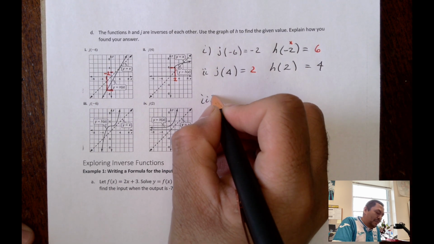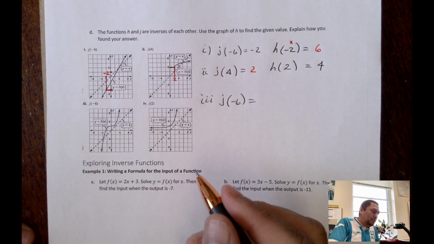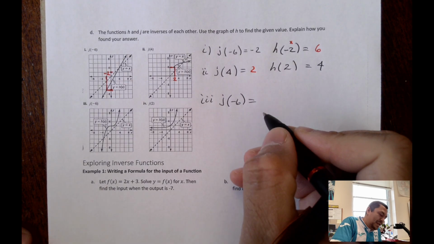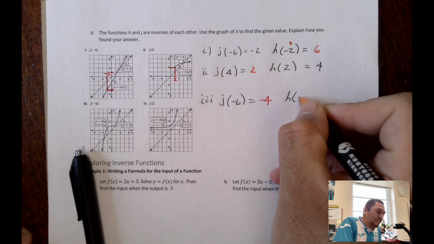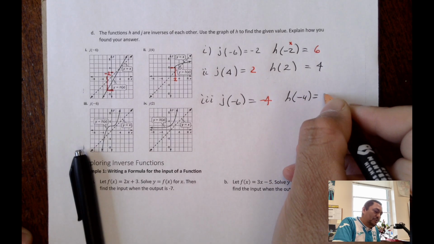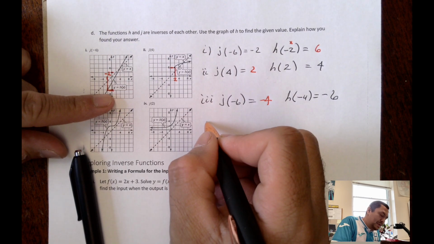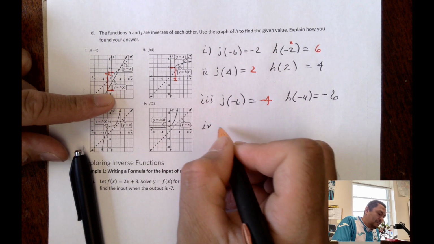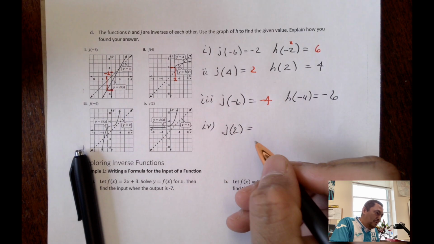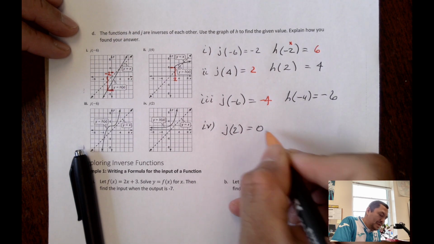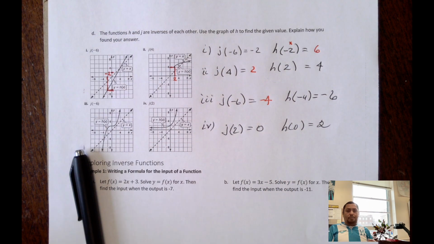Let's go to part 3. I have j of -6. What is that one equal to? That one is equal to -4. And then if I do h of -4, it is equal to -6. And the last one is j of 2. So I have the fourth part, j of 2 is equal to, if we look at the graph, 0. So h of 0 is equal to 2.